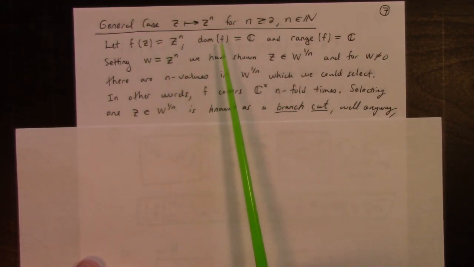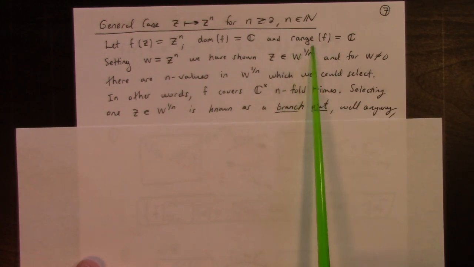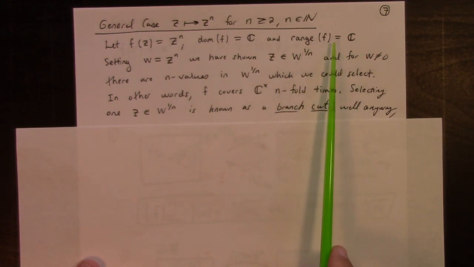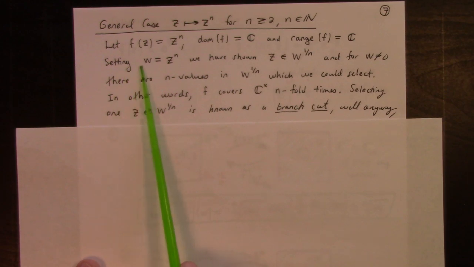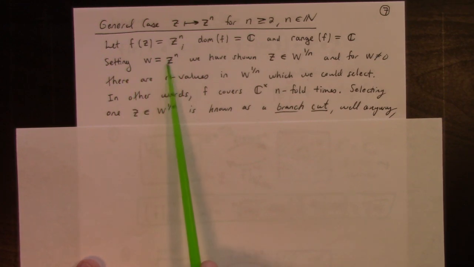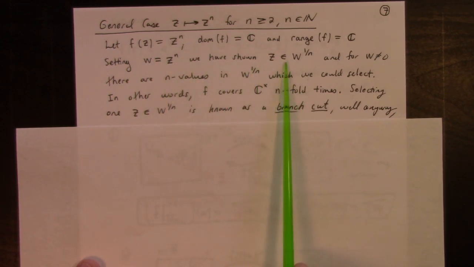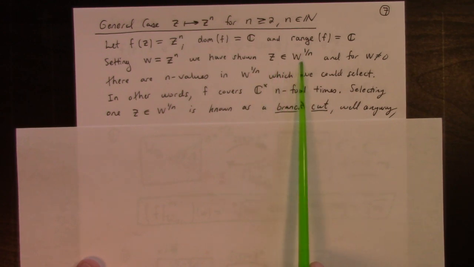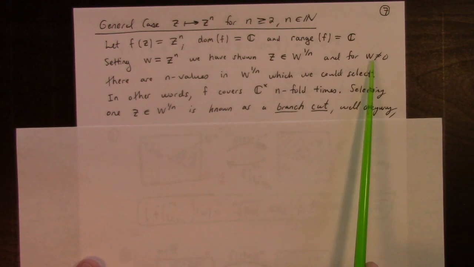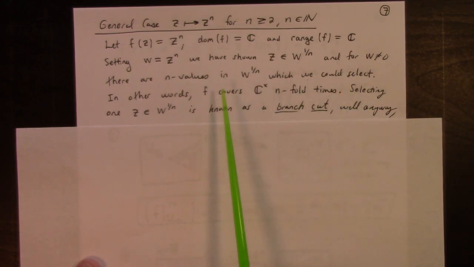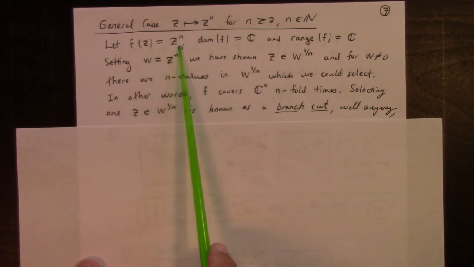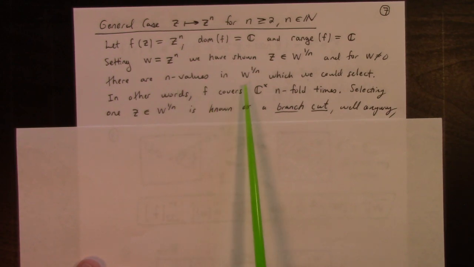Now the nth power function. f of z equals z to the n. Well, what's the story? Let's give a summary. The range of f is the whole complex plane, but if we set w equal to z to the n, in fact, we worked out somewhat carefully in class this week that z is an element of w to the 1 over n, and that this is a set of n values provided w is non-zero. So when we think about finding an inverse for f of z equals z to the n, we have to select one of those n values.